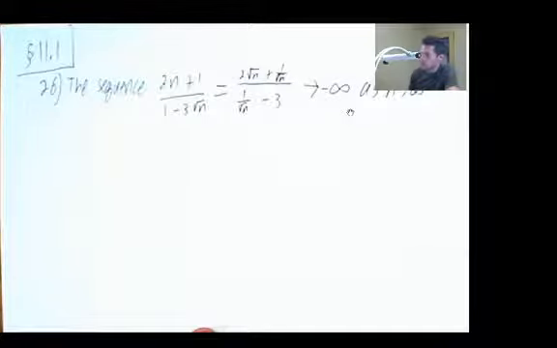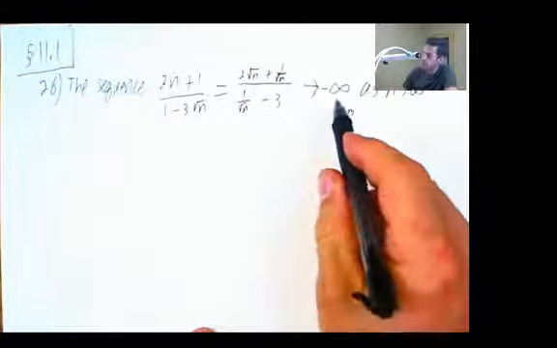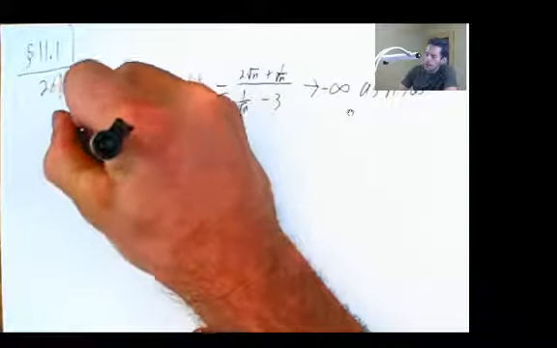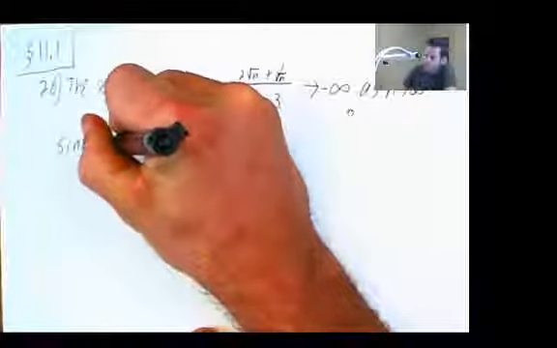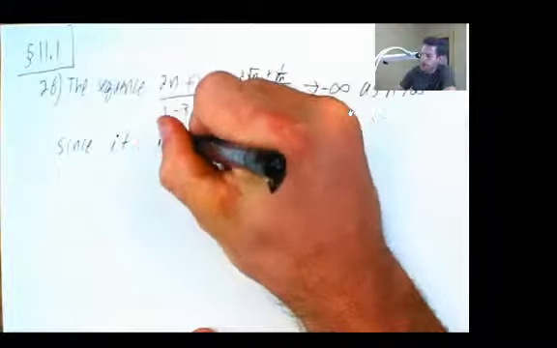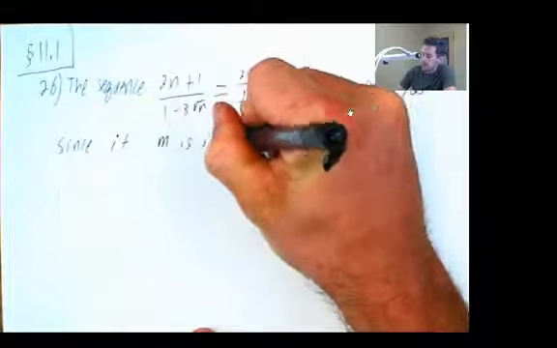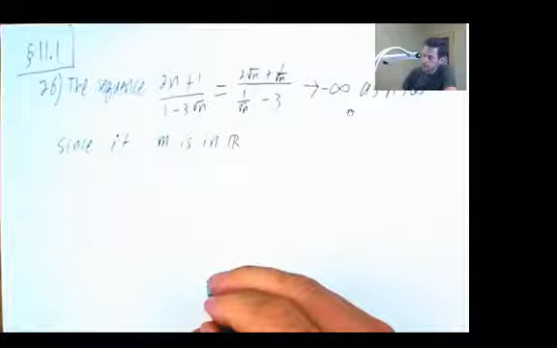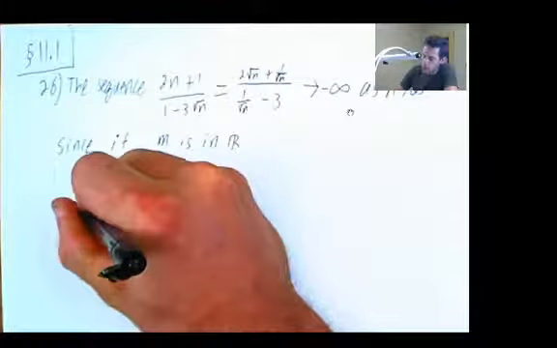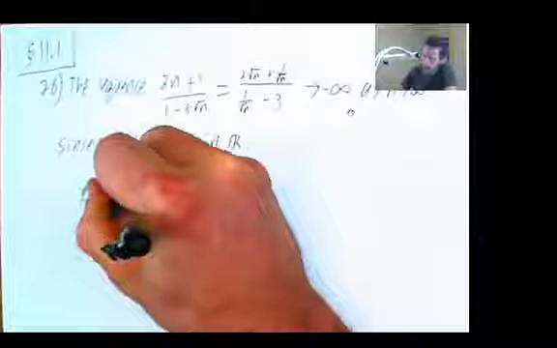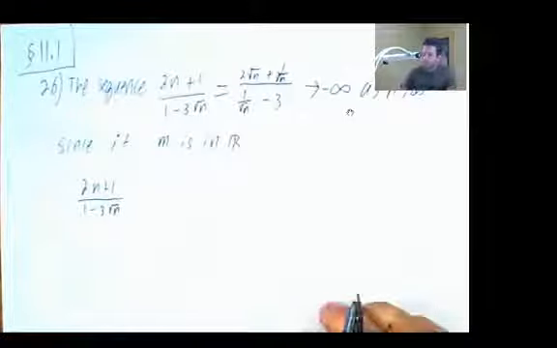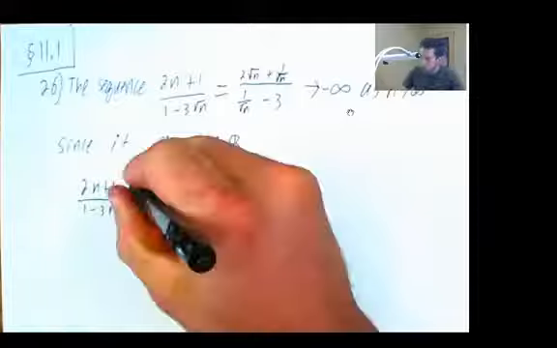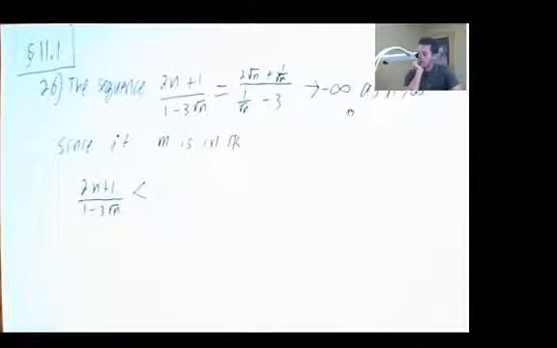Now that is an emotional statement. In order to verify it, to prove that it's the case, we need to go back to the definition of divergence to negative infinity. If we have m, a real number, then we want to say that (2n + 1)/(1 - 3√n) is going to be less than this thing, m. We want to say that it's less than m when n is big enough.